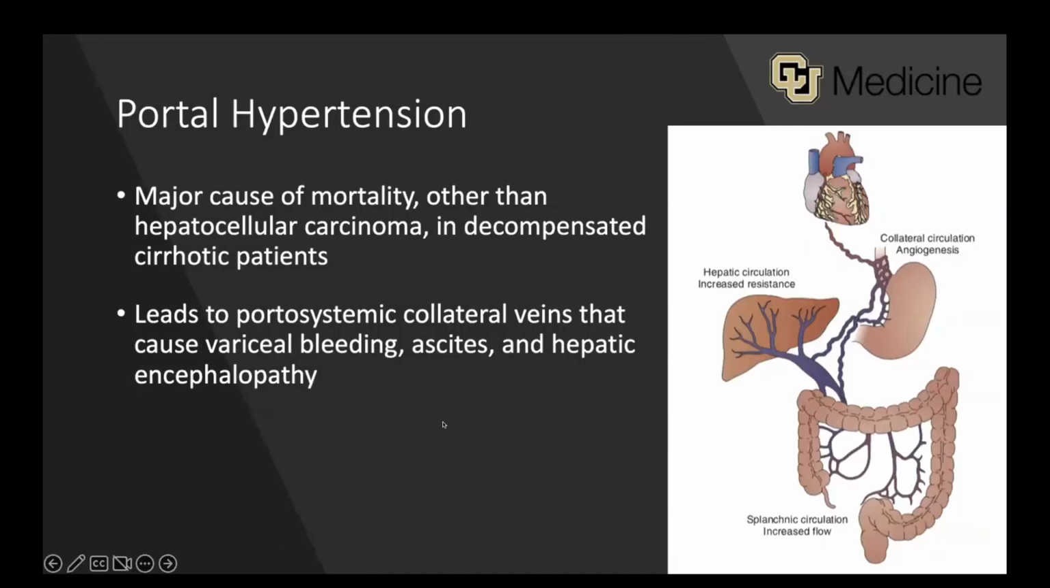Portal hypertension is a major cause of mortality other than hepatocellular carcinoma. It is also seen in decompensated cirrhotic patients. It leads to portal systemic collateral veins that cause variceal bleeding, ascites, and hepatic encephalopathy.